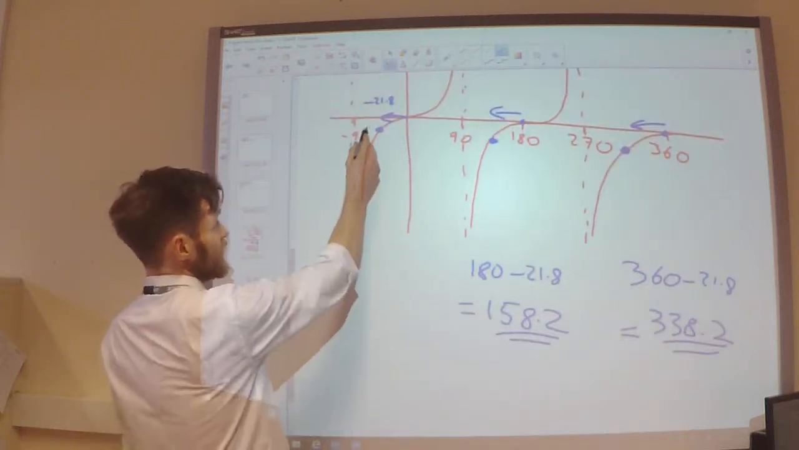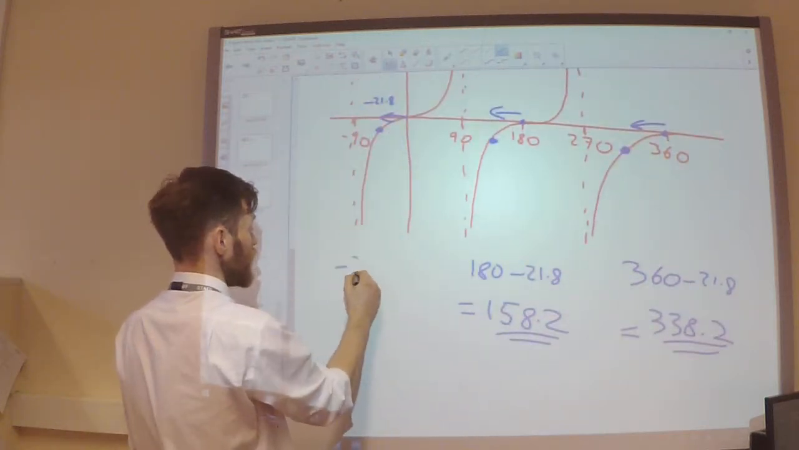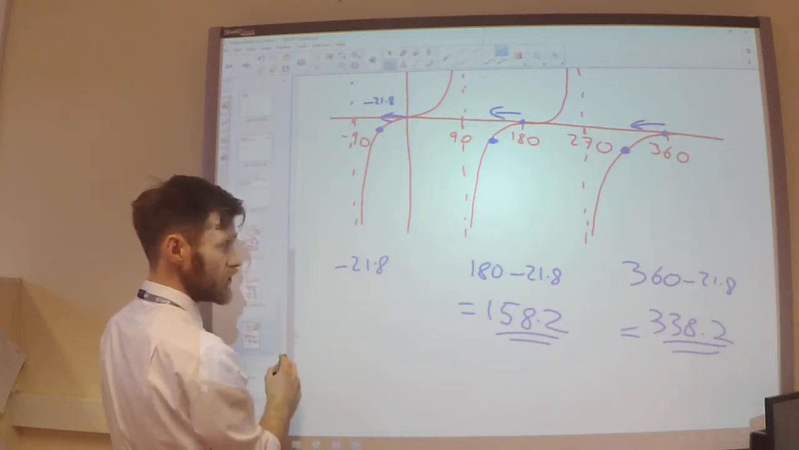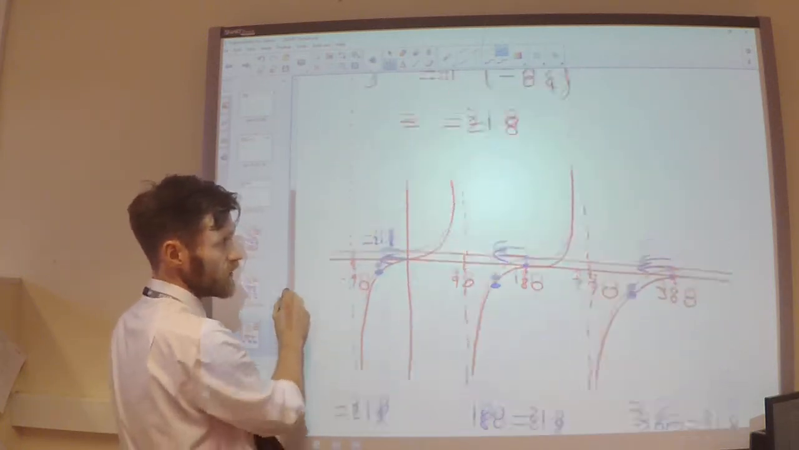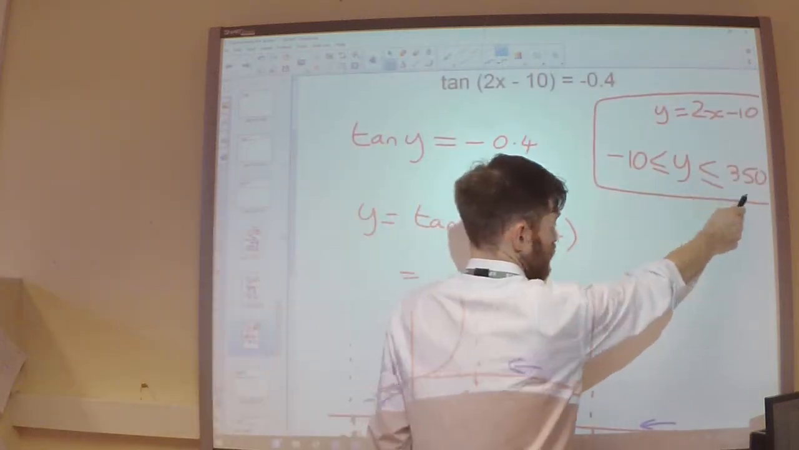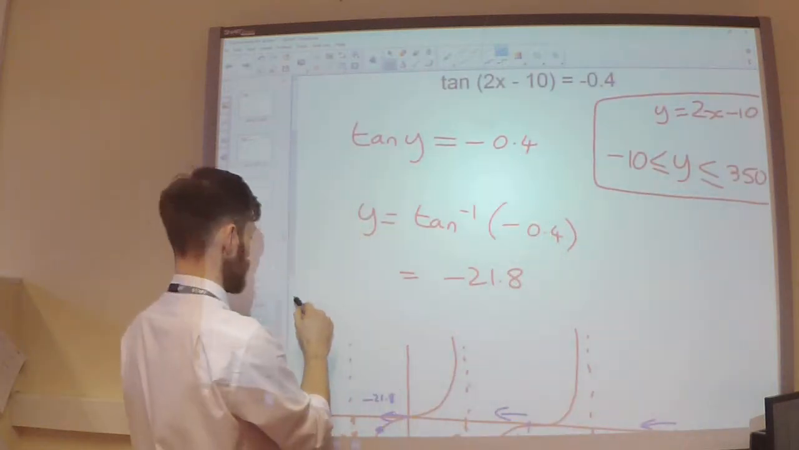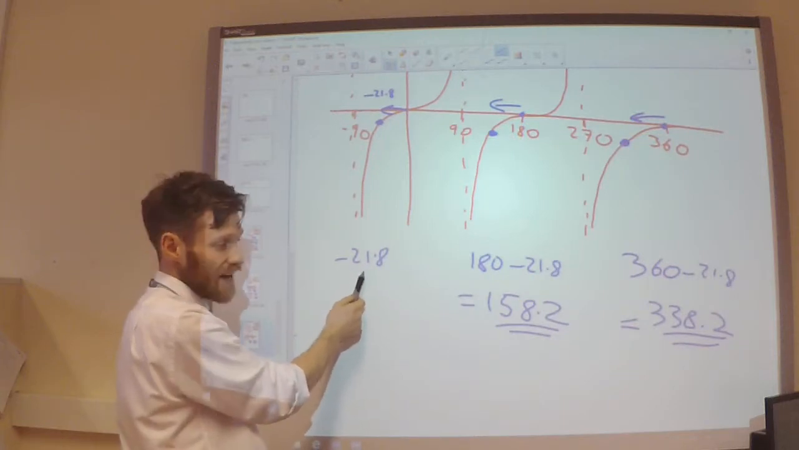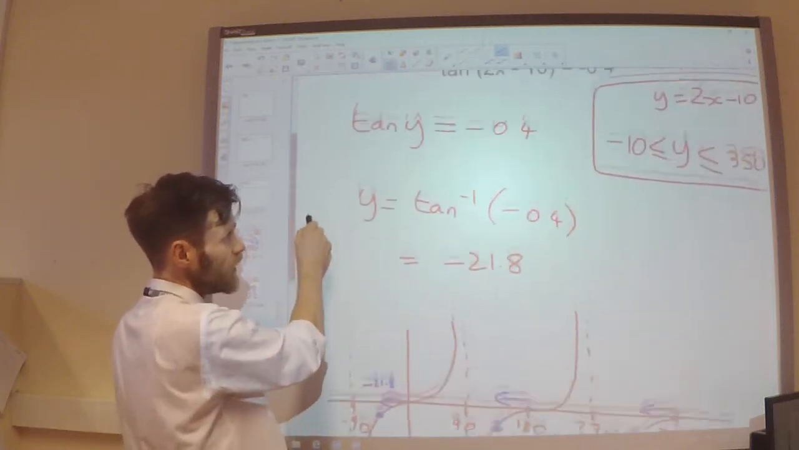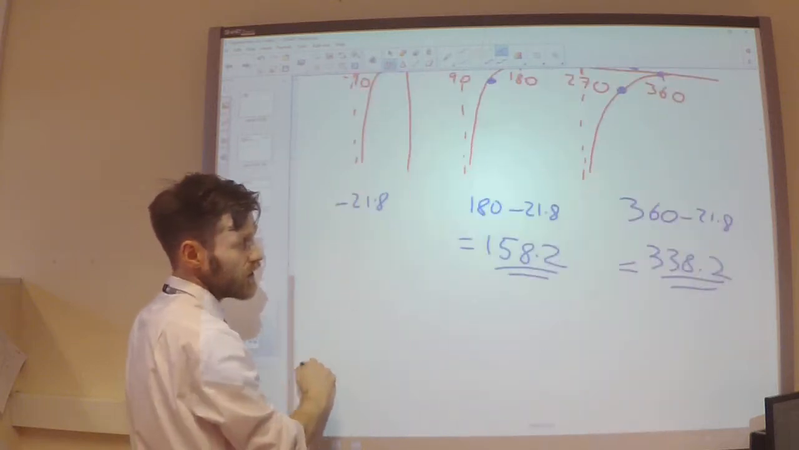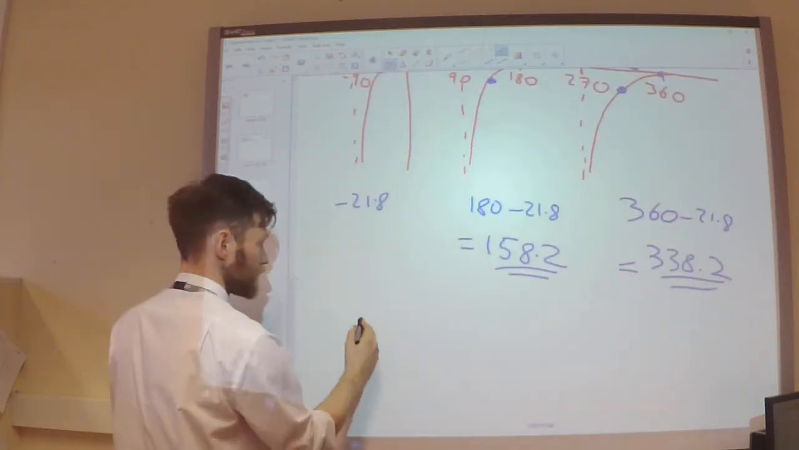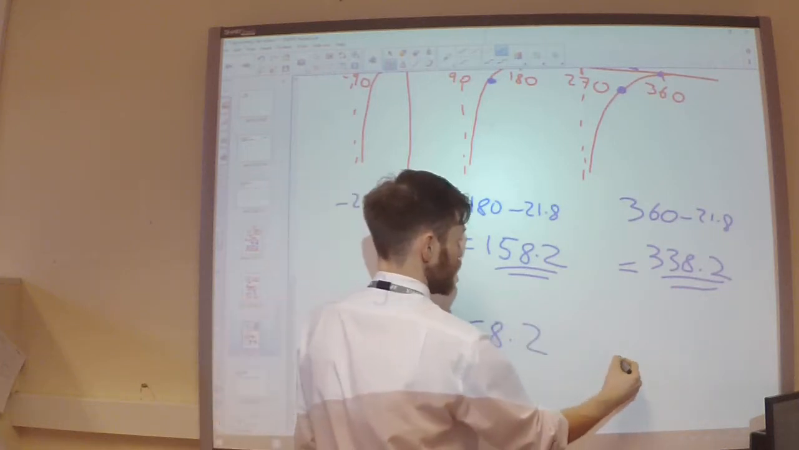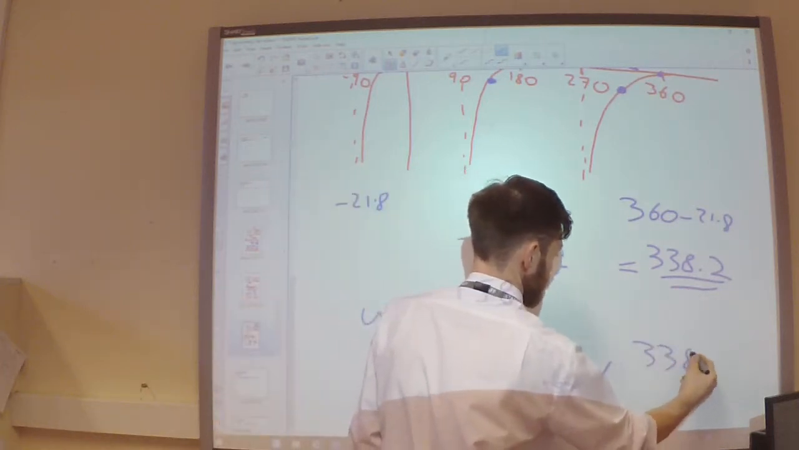So, three solutions. My minus 21.8, 158.2 and my 338.2. In terms of my range, I'm not going to include this solution because that's too small, it's outside of the range, it's below the minus 10. These are both okay though. So y is 158.2 or 338.2.